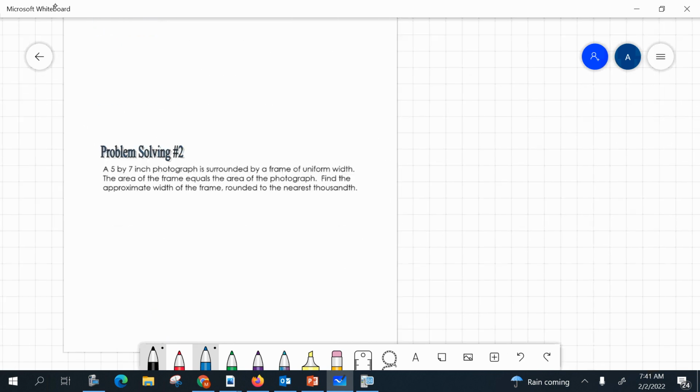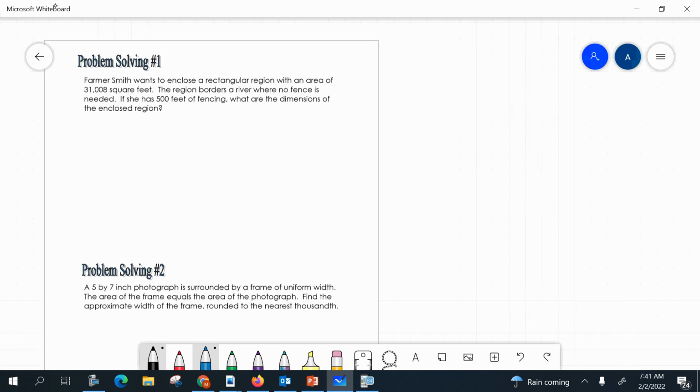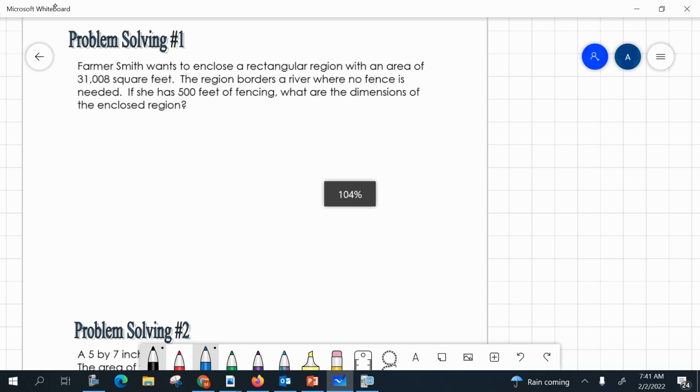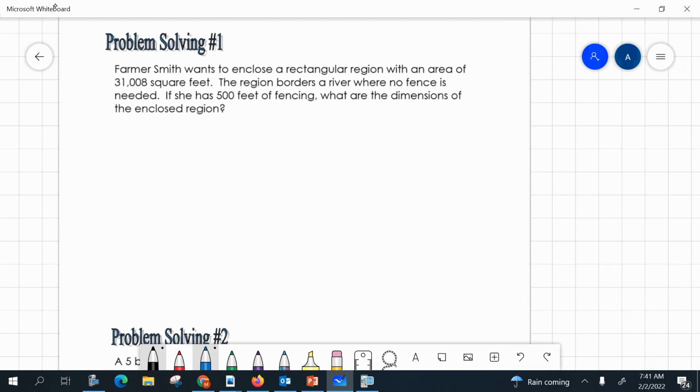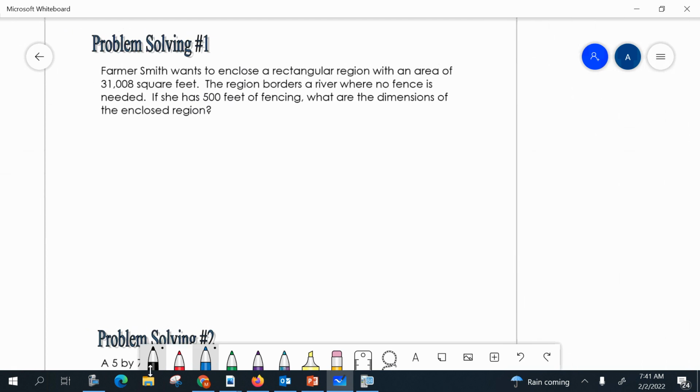So the first one, and this is what you're looking at right here, is a PDF that I've attached to the absent work calendar. If you're able to print, that would be really helpful. You could print this off and then work through the problems with me. If you're not able to print, you could always just hit the pause key, write the problem down, and then we'll work through it.